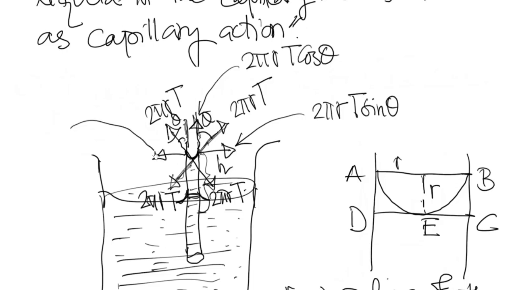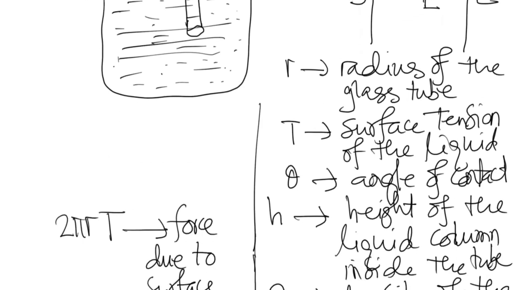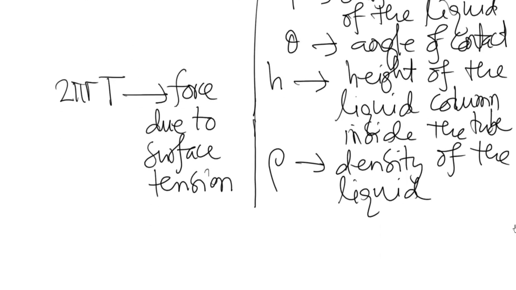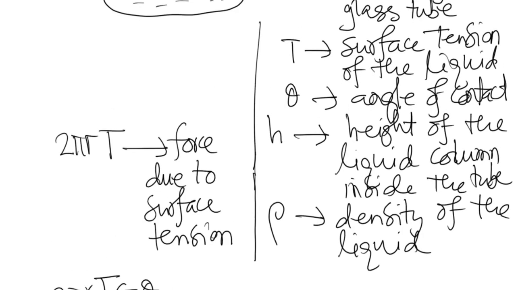And this one is also 2πrT sin θ. So these horizontal components will be cancelled out, and we will be left with only the vertical component 2πrT cos θ. And this upward component of the force due to the surface tension will be balanced by the liquid column inside the tube.